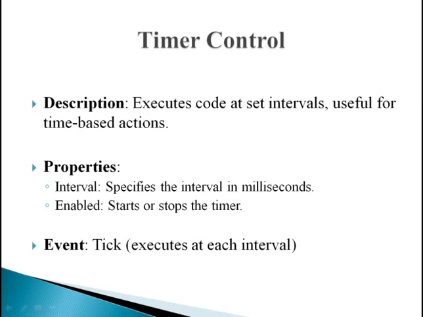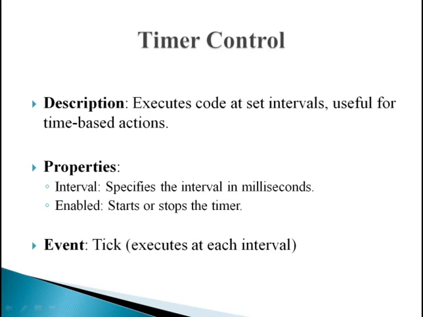Second one, Enabled. The Enabled property starts or stops the timer. If Enabled is true, the timer is started and executes its code at each interval. If Enabled is false, the timer is stopped and does not execute its code. Here the event performed is Tick.